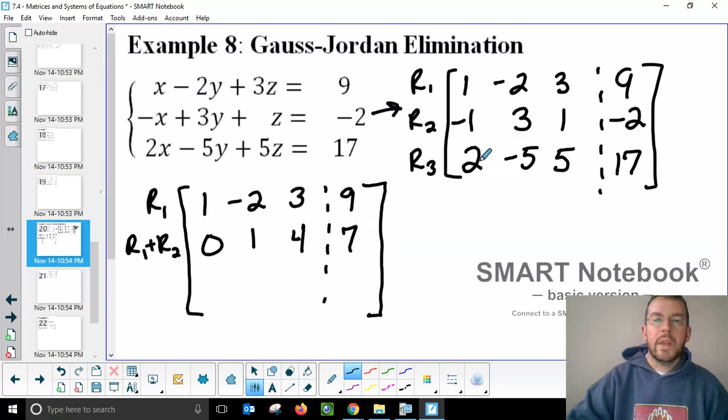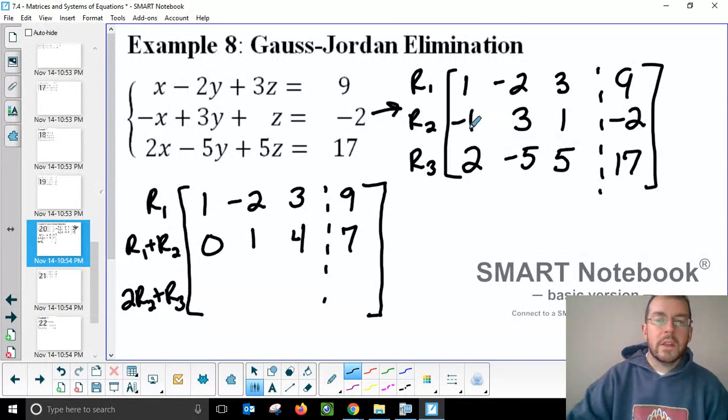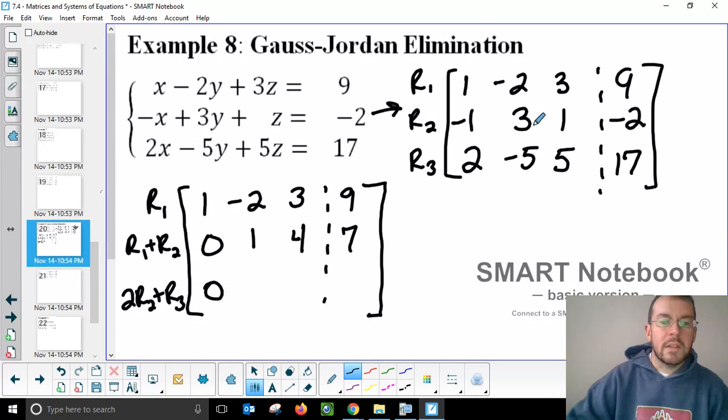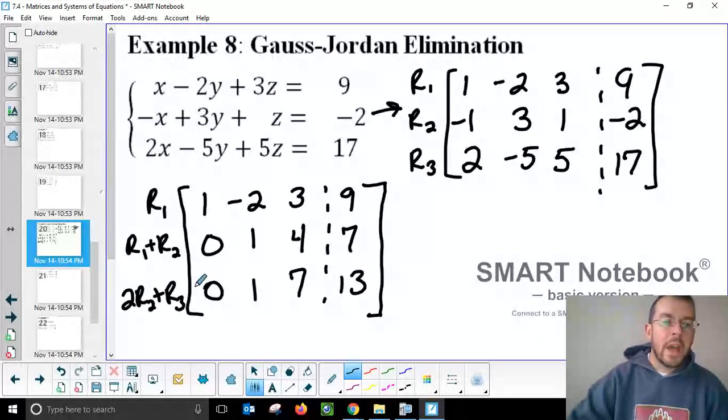I also want this to be a 0. There's a couple of different ways that I could do it. I could multiply row 1 by -2 and add here, or I could multiply row 2 by 2 and add here, and that's actually what I'm going to do. I'm going to say 2 times row 2 plus row 3. So now I'll get -2 plus 2, which gives me that 0 that I want. 6 plus -5 is 1. 2 plus 5 is 7. And -4 plus 17 is 13. So I have fixed this column exactly as I wanted.